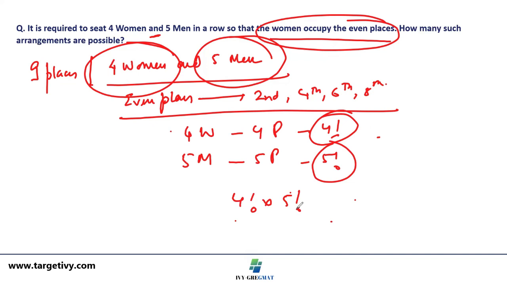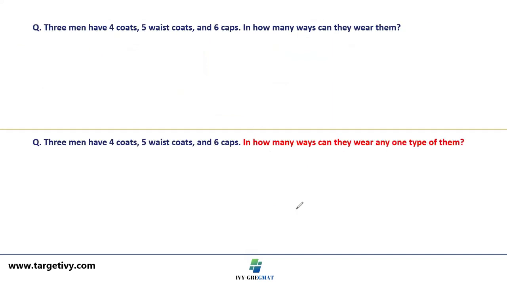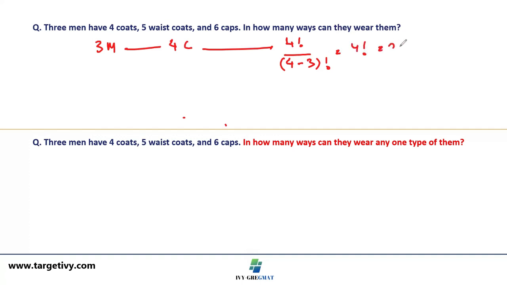Let's take another question. Okay, there are 3 men. 3 men have got 4 coats, 5 waistcoats, and 6 caps. In how many ways can they wear them? So there are 3 men who've got 4 coats. So how many arrangements are possible? Factorial 4 divided by factorial 4 minus 3 factorial. It makes it factorial 4, which is equal to 24.